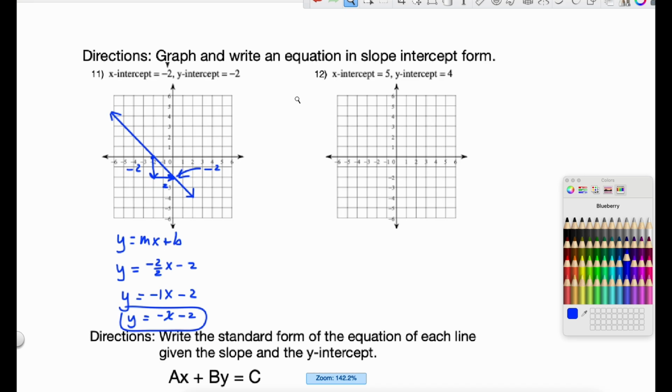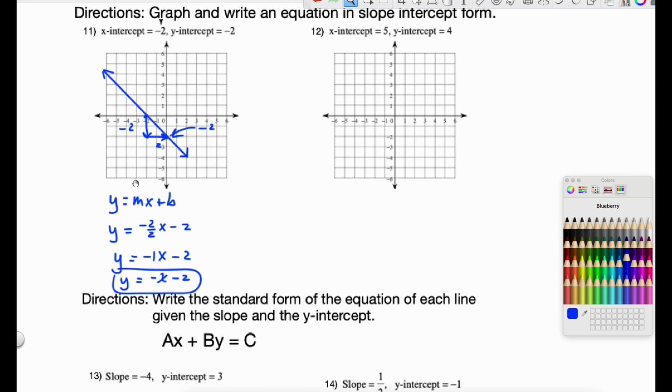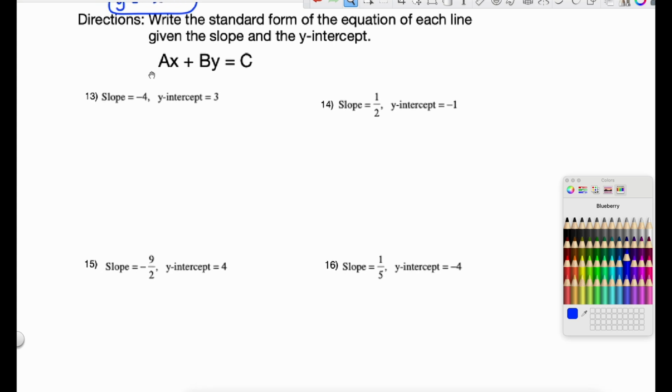There's that one. You could try number 12, just modeled after 11 if you're not sure. All right, we're getting there.